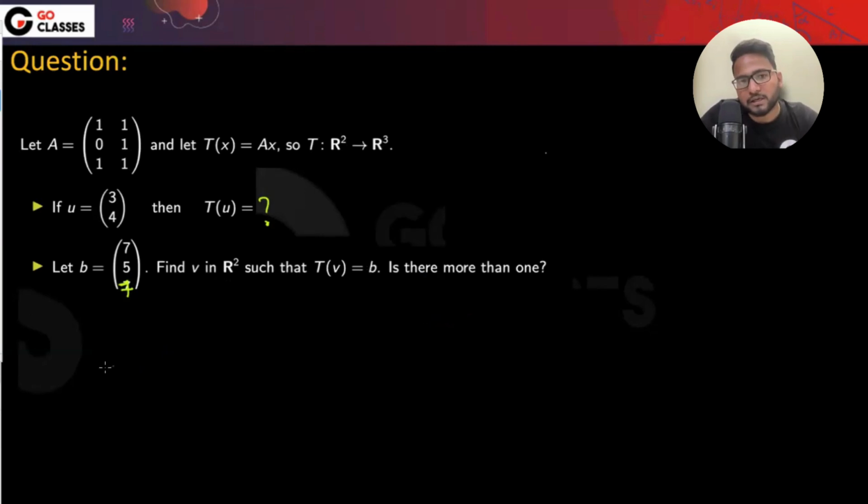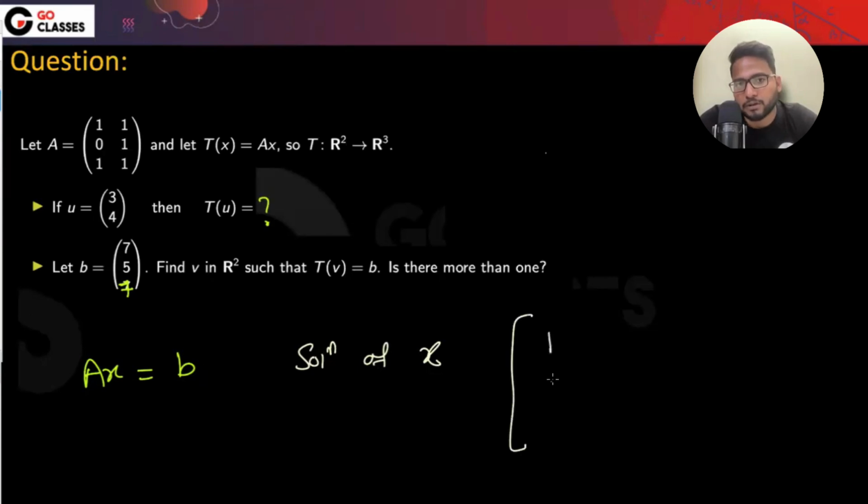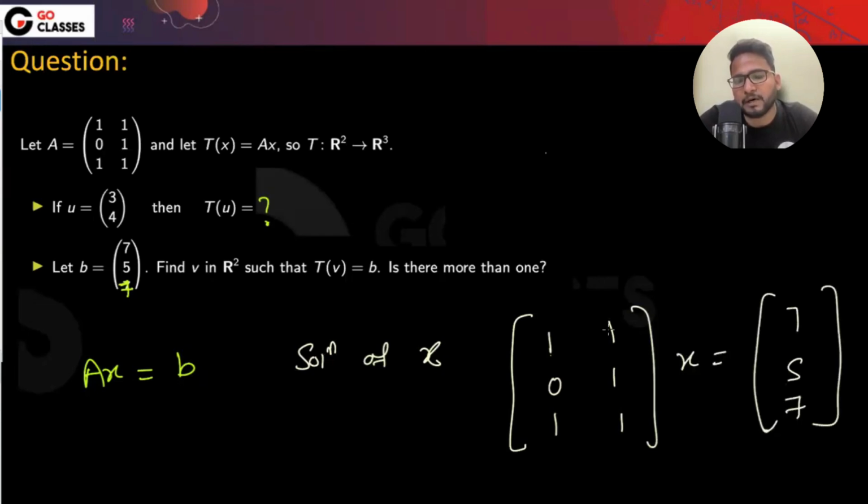Okay. So what they're saying is AX equals B, you find the solutions of X. Are there multiple solutions? That's what they're also asking. So for the matrix 101, 111 times X equal to B, which is 757, tell me, will there be multiple solutions? You can tell directly. No, right? There will be either a unique solution or no solution.